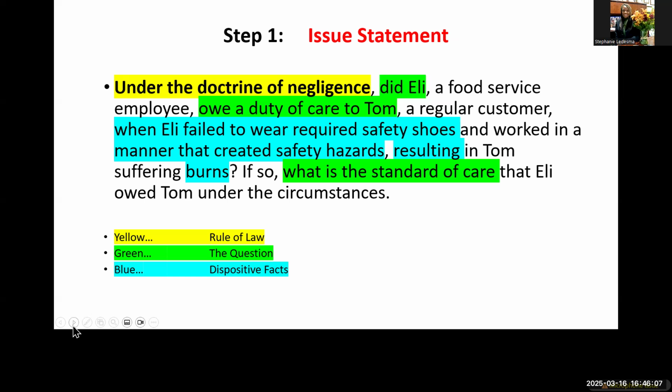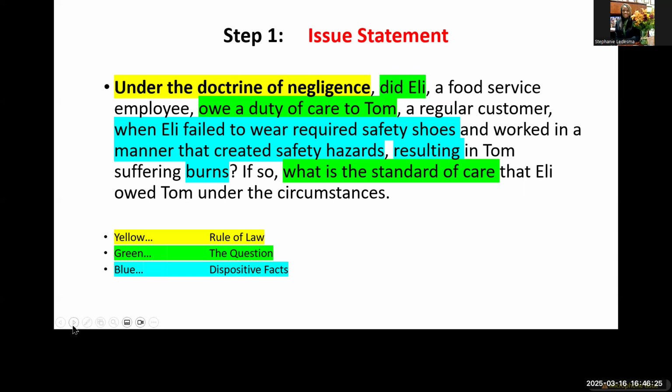But what are the questions? I told you I highlighted the questions in green. You can see that there's two questions. Did Eli owe a duty of care to Tom? And what is the standard of care? What is the dispositive fact?